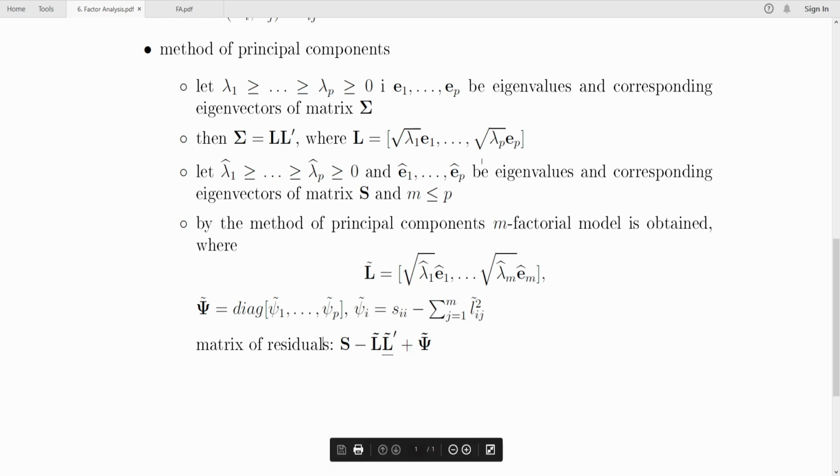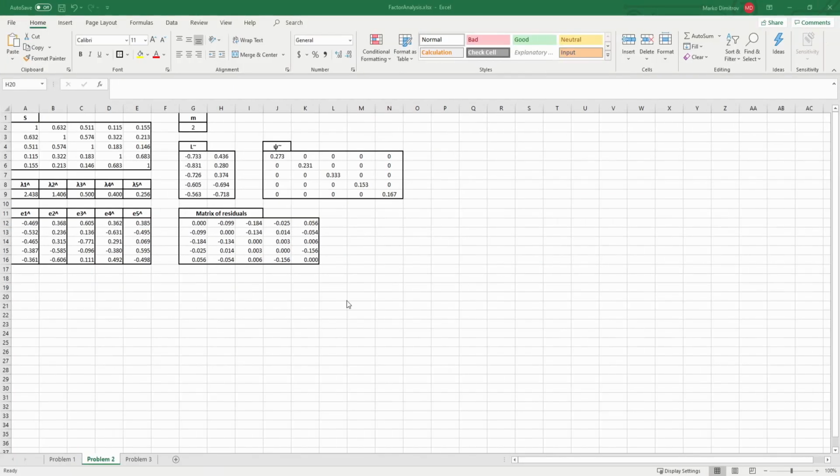Okay. Let's go back to Excel. So you can see that similarly you can apply other methods like this one: the estimation using principal components, even if you do it with maximum likelihood, but maximum likelihood requires your assumption of normality.